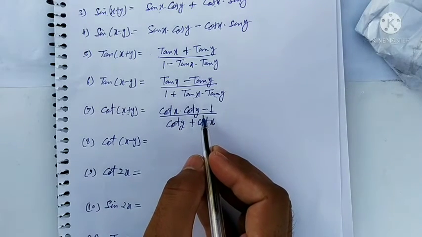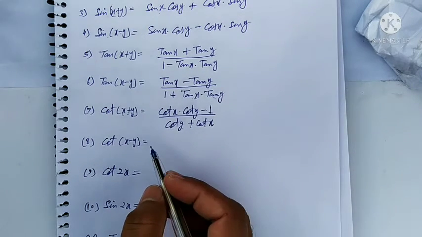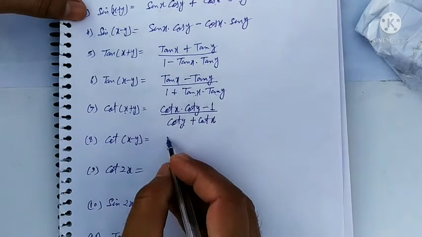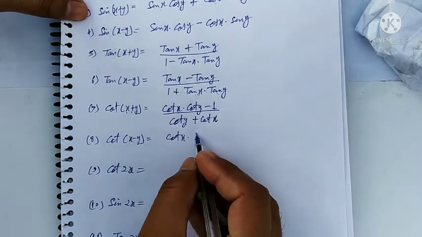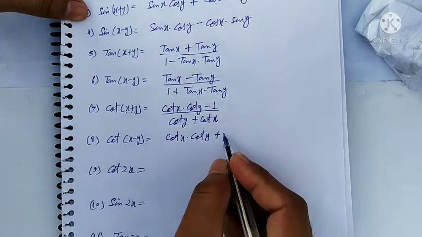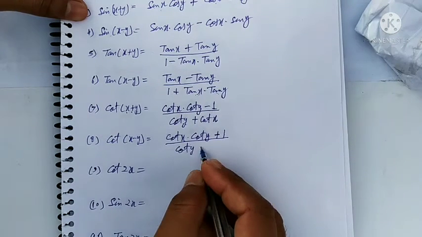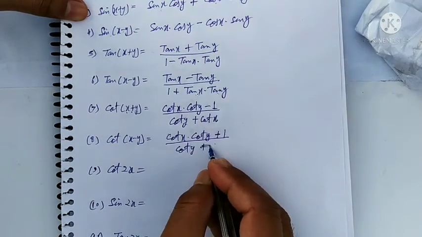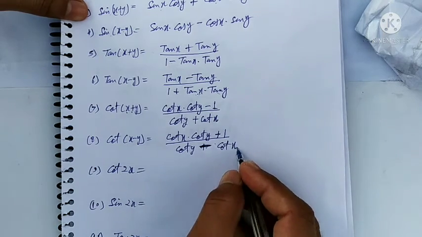Now at the next place, cot(x minus y). In the case of cot(x minus y), how do you write it? Here you write the cot same, only change the sign, cot x into cot y plus 1. If it is negative, then put plus 1 here, and in the denominator write cot y plus, sorry, minus cot x. If it is plus, then put cot y minus cot x.